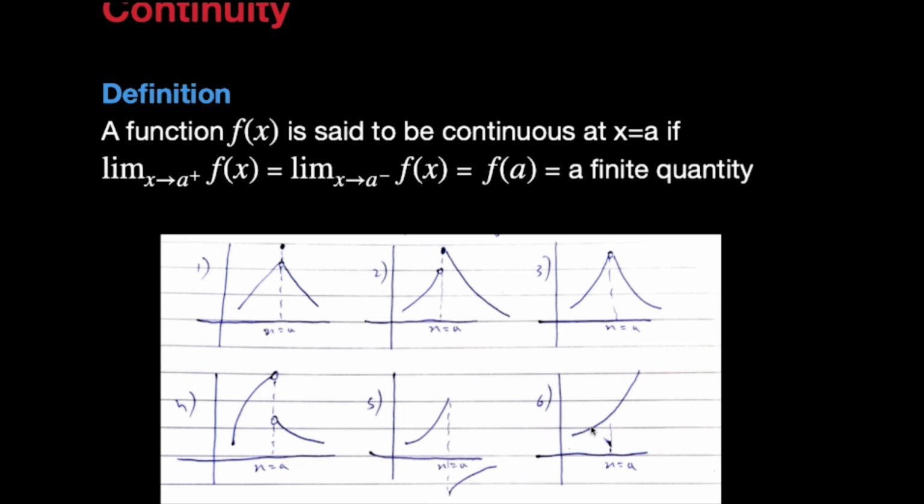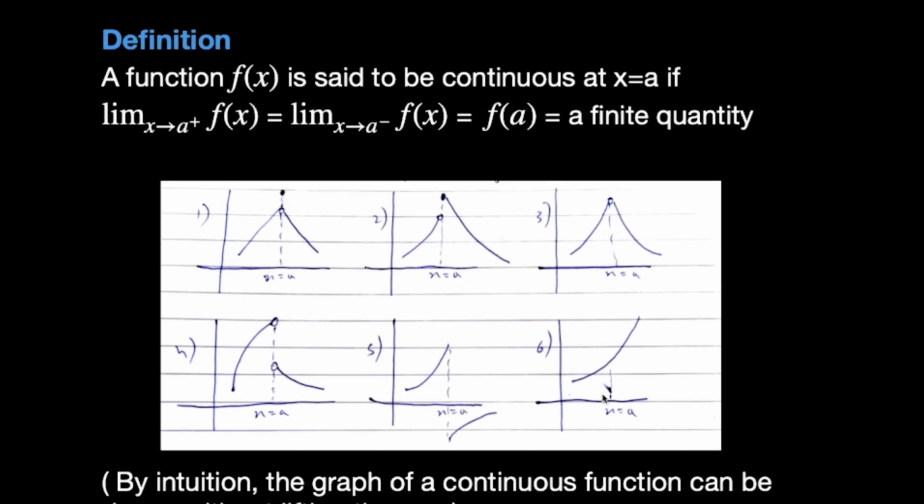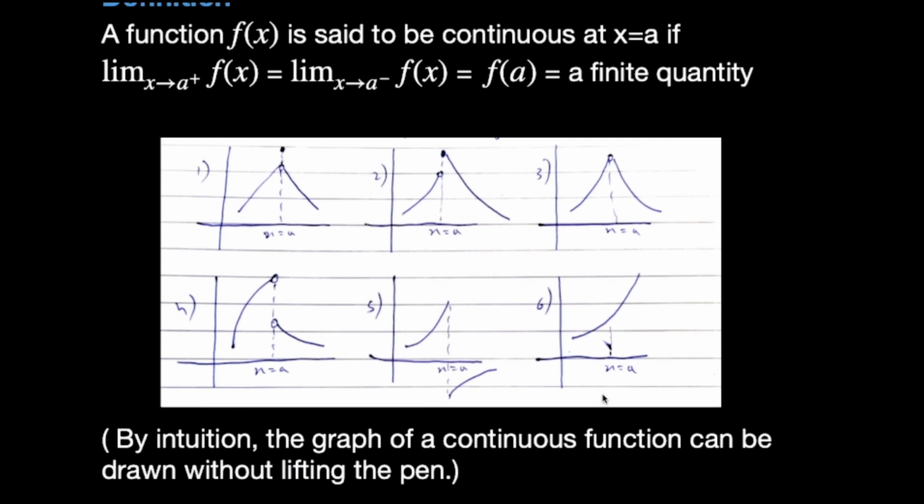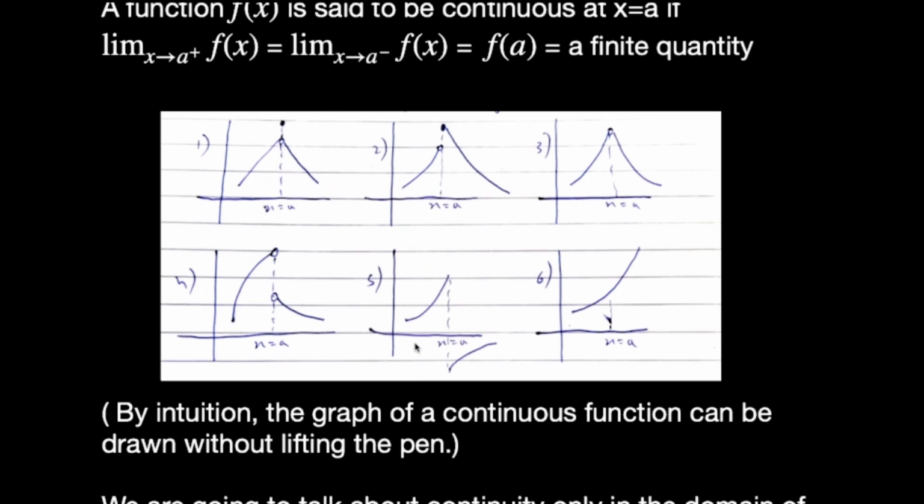In example number 6, all the conditions are being satisfied. Left hand limit equals right hand limit equals f of a, and hence example number 6 is continuous. Also, by intuition we can see that the graph of a continuous function can be drawn without lifting the pen. Like, I can draw example number 6 without lifting the pen, but I can't draw any of these 5 without lifting the pen.